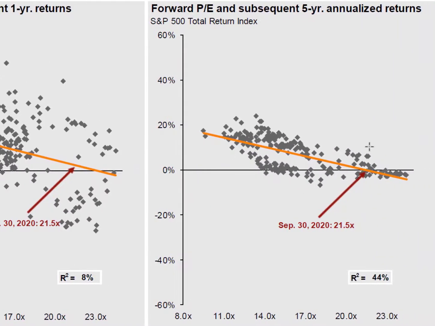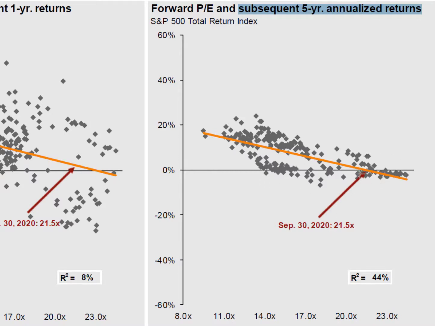But let's look over at this chart on the right, because the data is exactly the same. It is the same data. The only difference here is that instead of the forward PEs and subsequent one-year returns, this is subsequent 5-year annualized returns. So what are the 5-year returns when we have a PE like this? Now you can see this chart is much more defined, much more clustered. Instead of 8% explainability, it's more like 44%. You can just eyeball this and see that there is a much more defined pattern here.